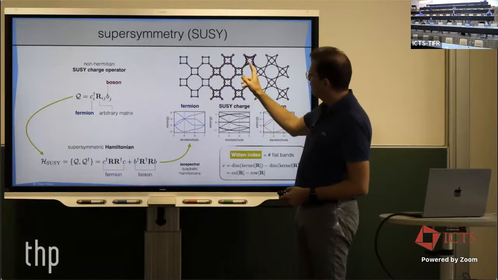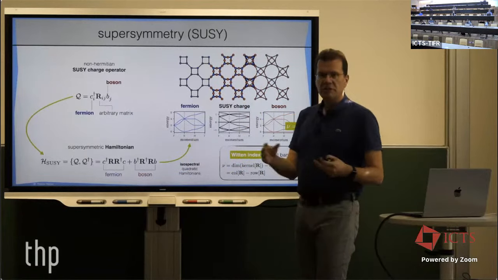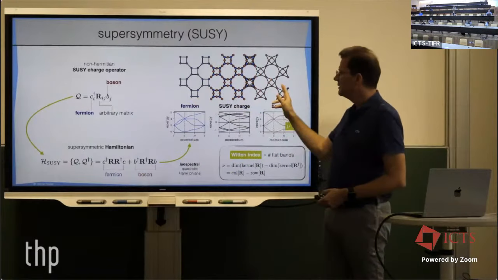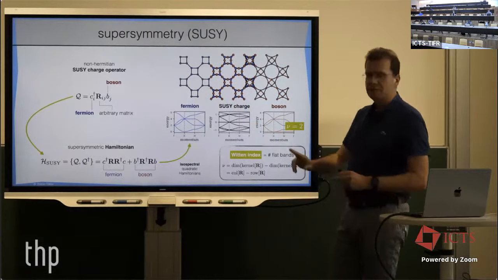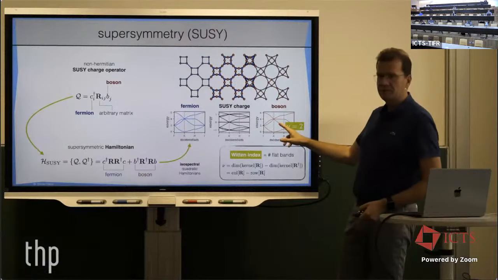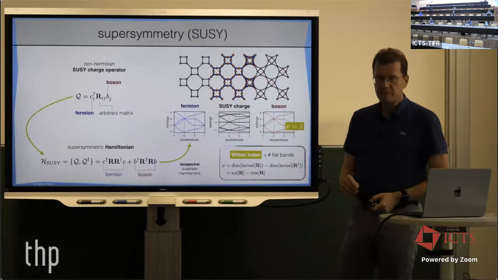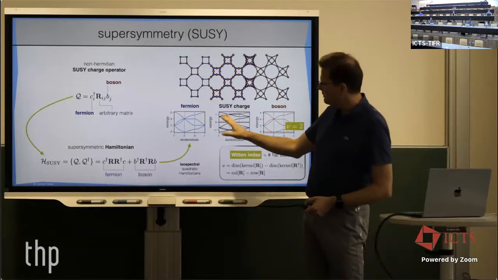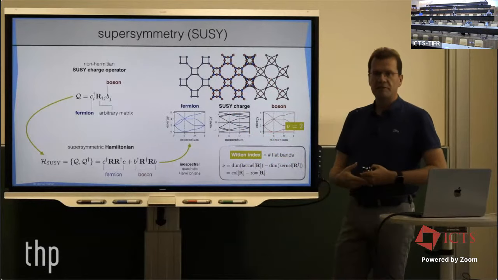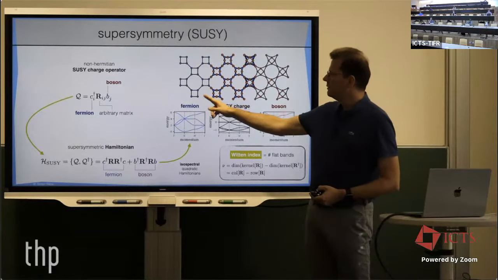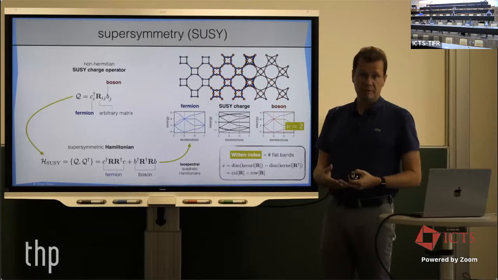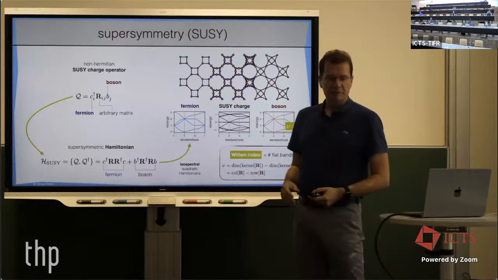The spectrum in the middle is the spectrum that we associate with the supersymmetric charge operator. So the supersymmetric charge is this lattice, which decomposes into square octagon and Kagome lattice, and its spectrum is the square root of the spectrum that we see here on the right-hand side. But before we discuss these spectra in more detail, let me try to explain how we can connect lattice geometries via supersymmetry, which underlies this idea as well.